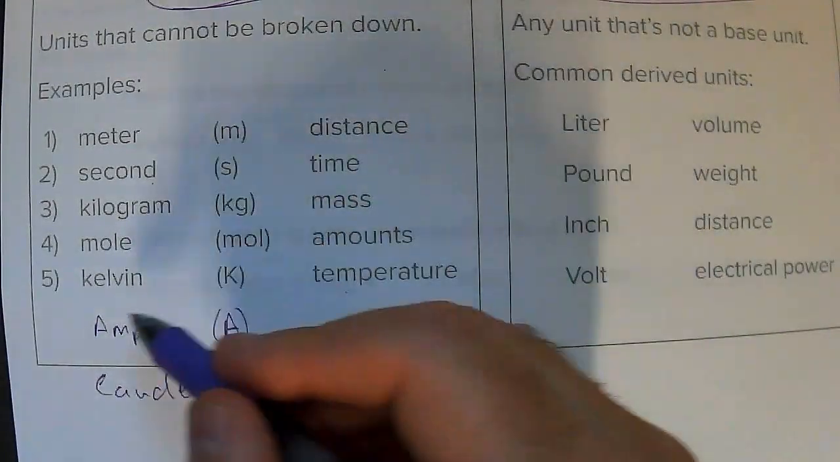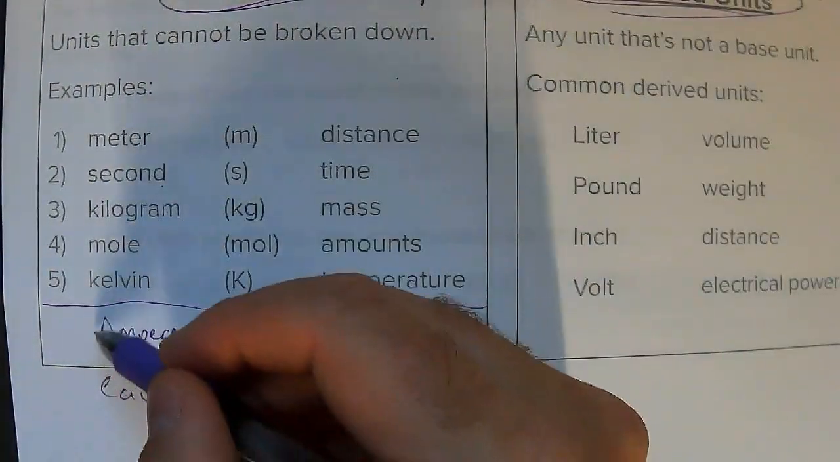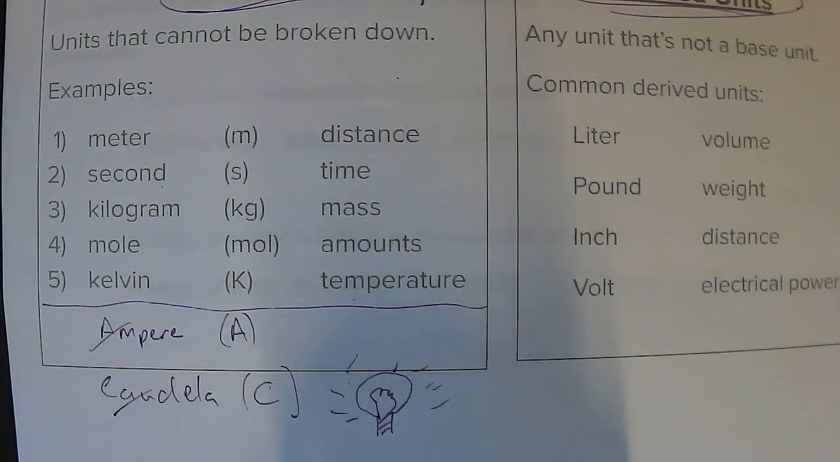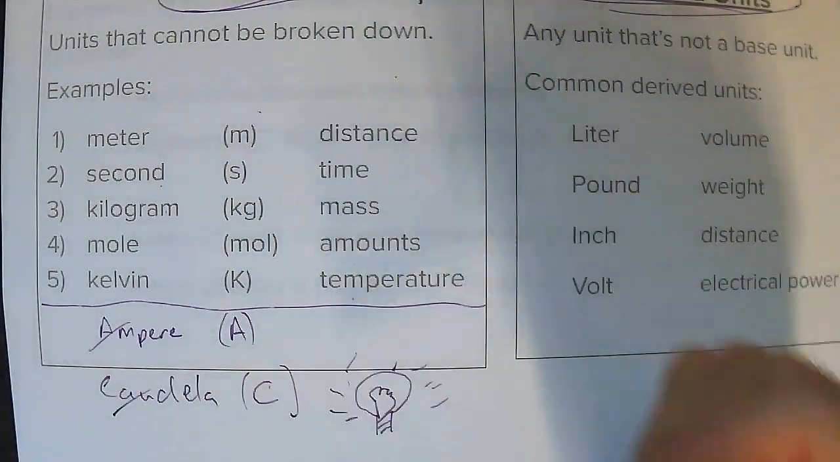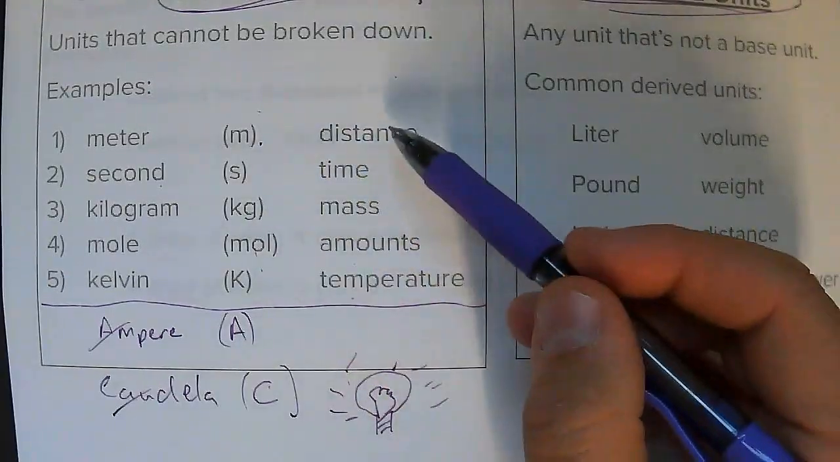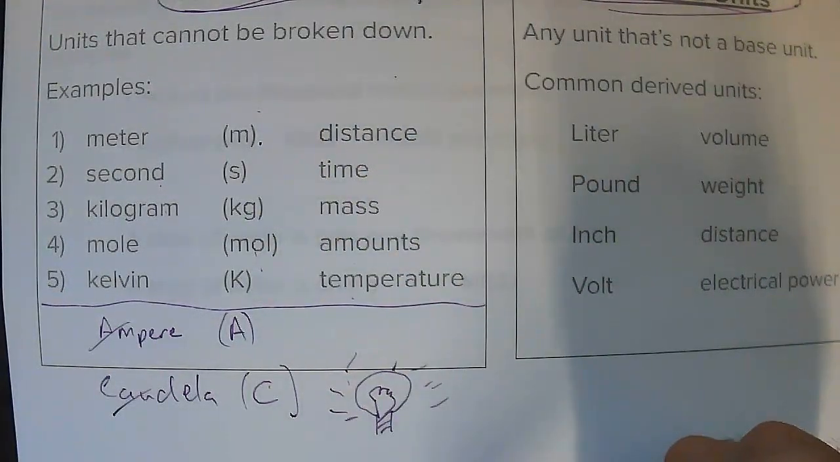Those are the 7. But I'm not going to ever ask you questions about these other 2. So these are the 5: know their symbol, know what they measure. Most of these things you already know.